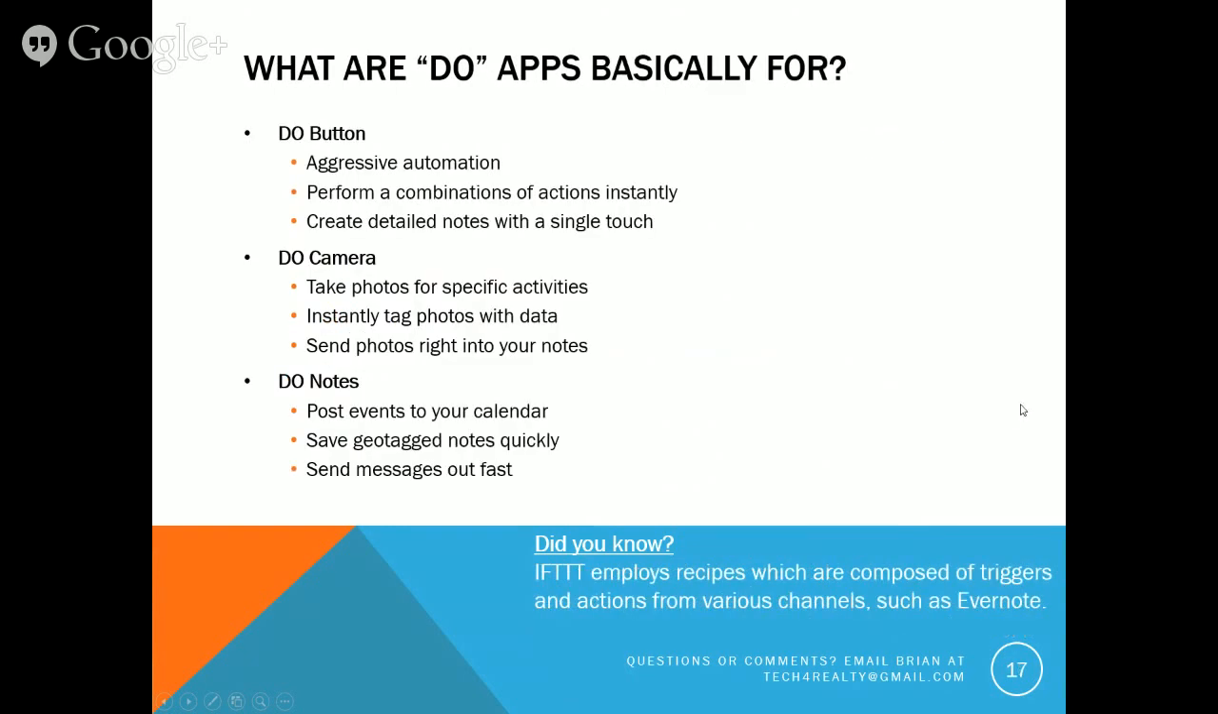Do apps are basically for doing something with more or less a single touch. The Do button app is for automating tasks on your phone or on Chrome or your browser, whatever it might be. When I say Chrome, I'm generally talking about a web browser. That's what I use mostly, but any browser would work, Firefox or Internet Explorer. With the Do button, you can also create notes. You can initiate actions, all with a single touch of a button. It's very powerful.